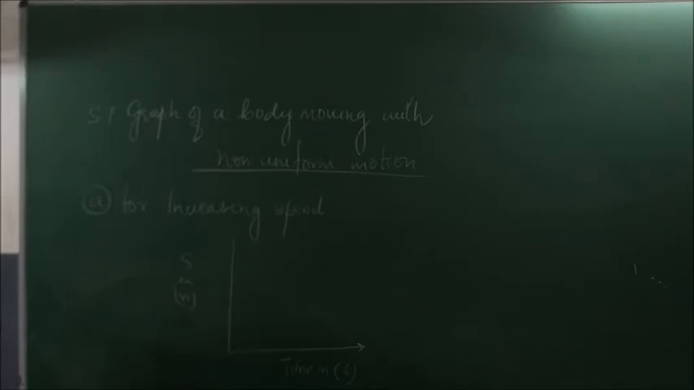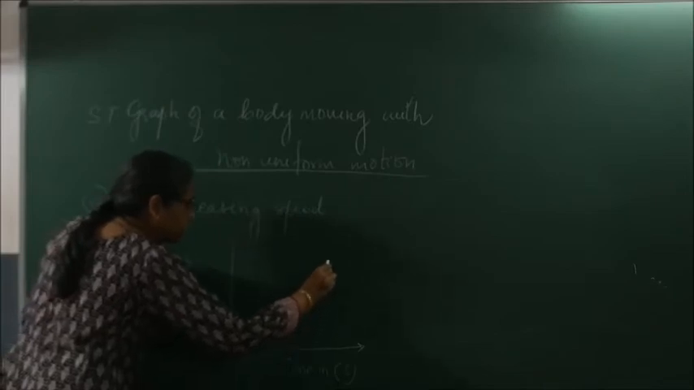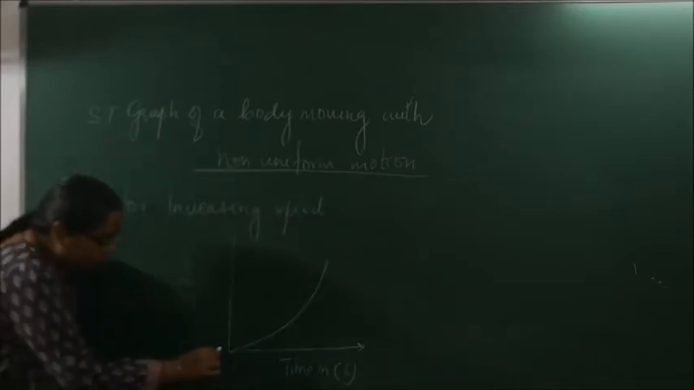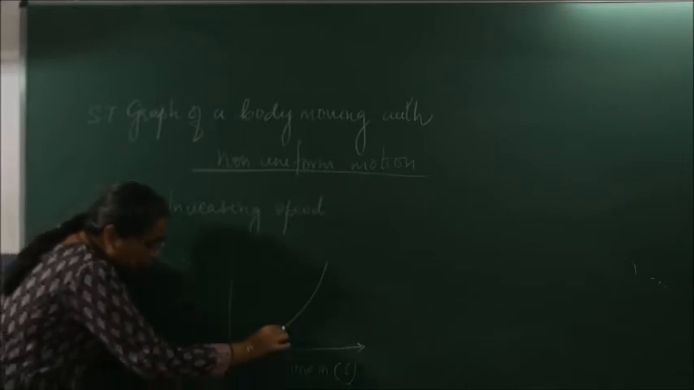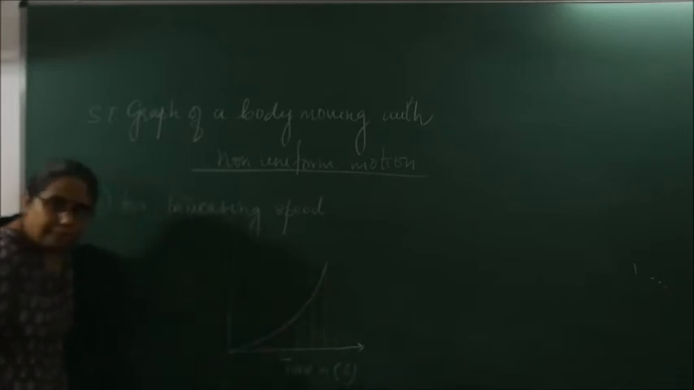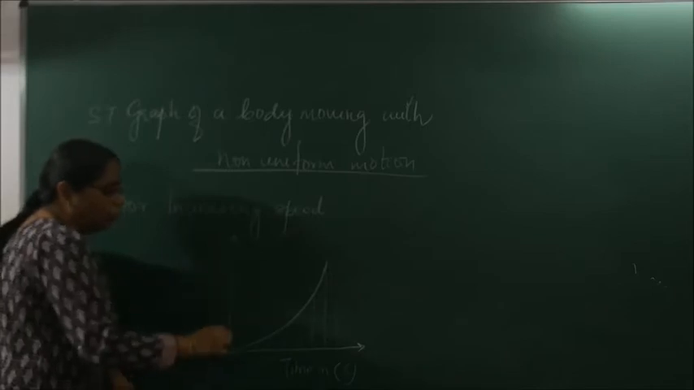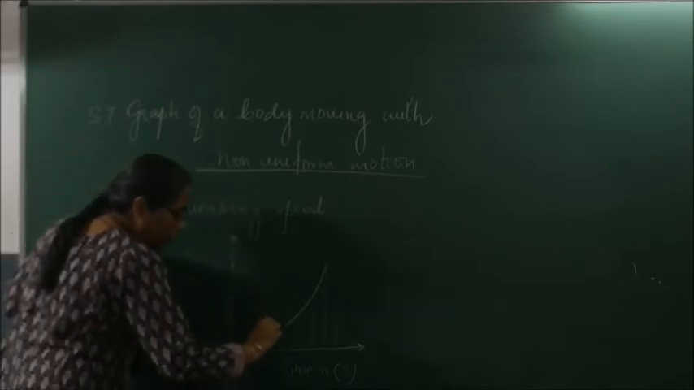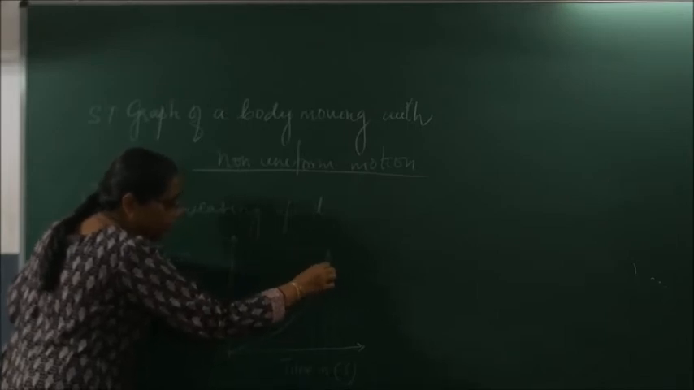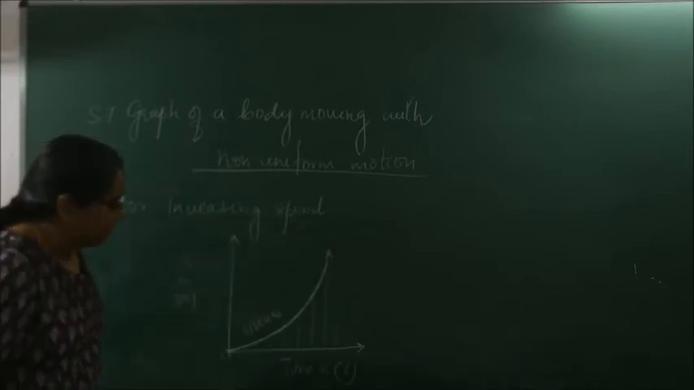Correct? I am not drawing any graph with 1, 2, 3, 4 and all. This is just a depiction. See, if I get a graph like this, it means what? The speed is increasing. See, here with the passing of time, what is happening to the speed? It is constantly increasing. So this is a graph of non-uniform motion with what? Speed increasing. Let us name this graph OA.